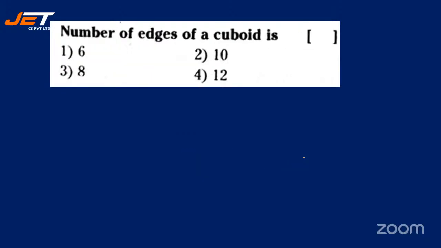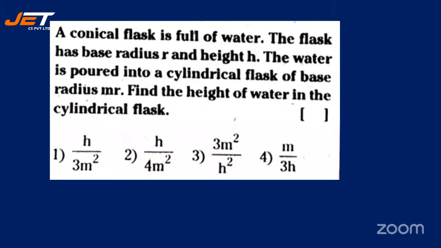Okay. Let's move on to the next question. Number of edges of a cuboid is dash. Quickly give me your answer, students. Yes, so it is 12. All right. Now see the next question.